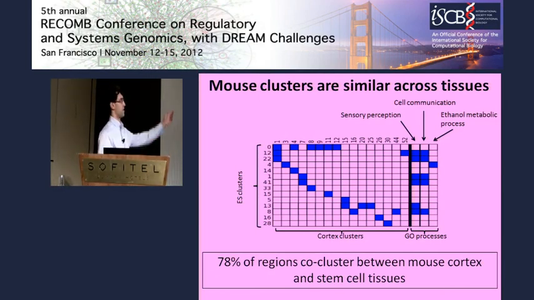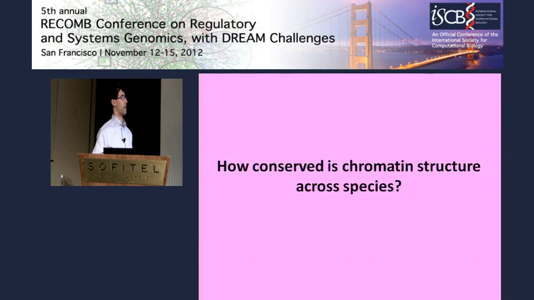And then you can also see that for the most part, these are one-to-one relationships here. So while there are some clusters that overlap more than one different cluster, this indicates that these clusters are pretty similar. And what I'm showing on the right is just some gene ontology processes, which were enriched for some of these clusters that were overlapping.